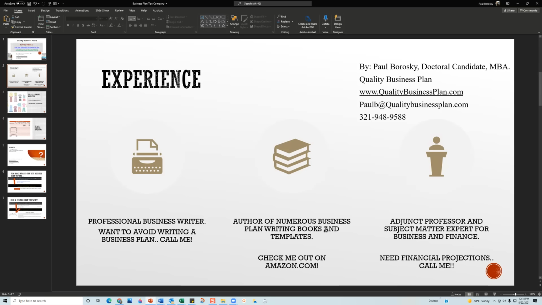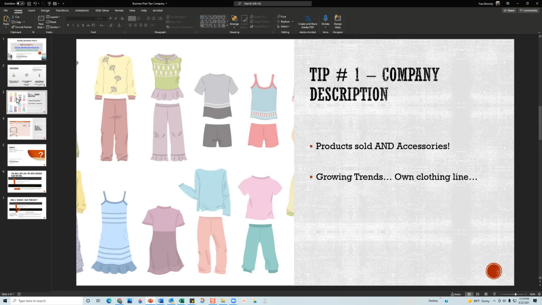And then finally, I am an adjunct professor and subject matter expert for both business and finance. So I do have some academic background supporting my thoughts and ideas on how to construct business plans for the online apparel company, as well as how to construct the financial projections. All right, so let's go ahead and talk about your online apparel company.